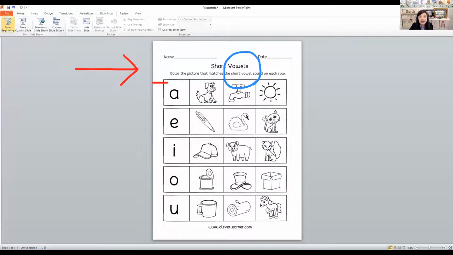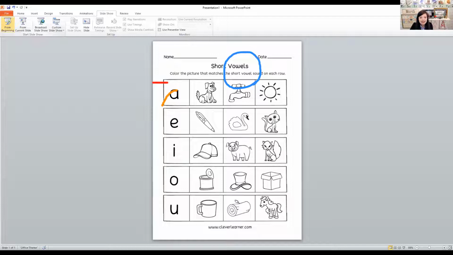Now these are the vowels. That was vowel A. The other vowels are A and then E, I, O, U. These are the vowels.